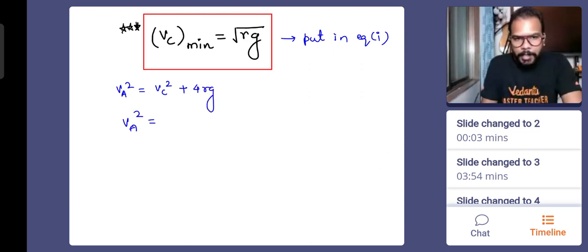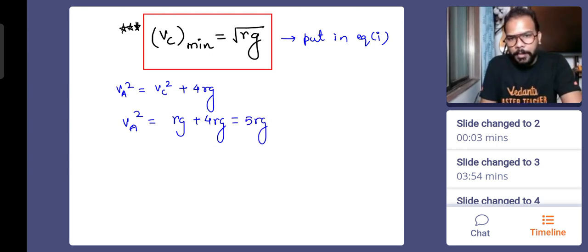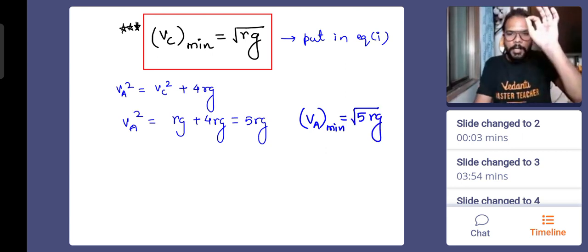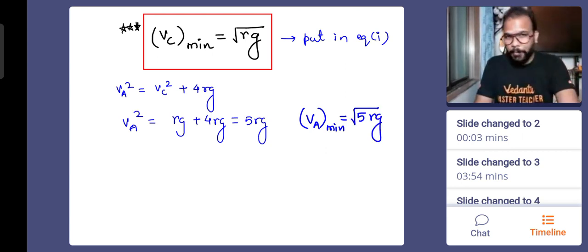So put it in, va square will be equal to rg plus 4rg. What value do I get, everybody? va minimum comes out to be under root 5rg. This is such an important expression, I can't tell you guys. This is such an important result.